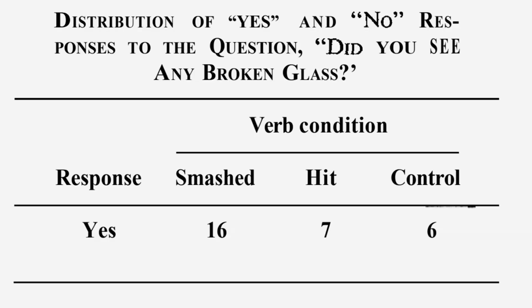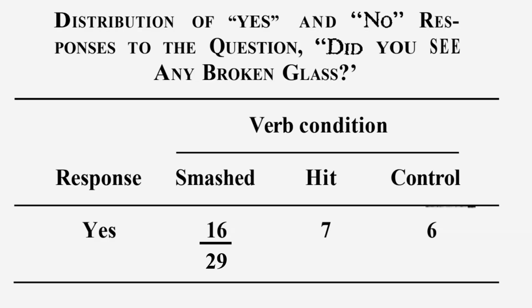All right, so in a relative frequency table, you want to show the proportion or the percentage of individuals that have each data value. So you take a look at the total number of individuals that are responding, and then you divide each frequency by that total number. So we have 16 individuals in the smashed condition, plus 7 individuals in the hit condition, plus 6 individuals in the control condition. That's 29. That's where that number came from.